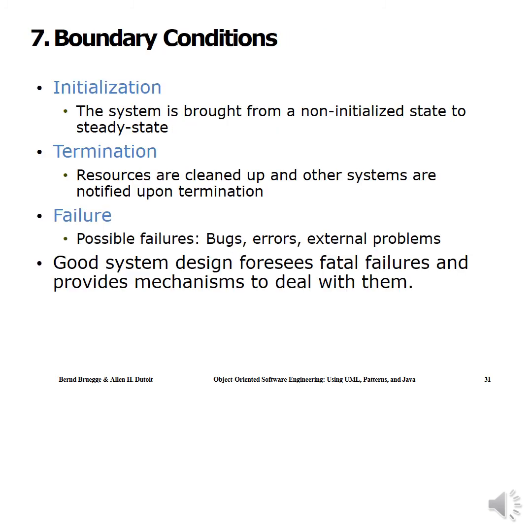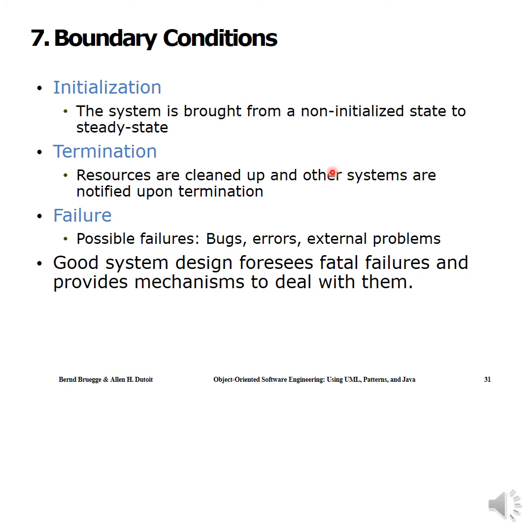So till now we have discussed how to decompose the system, how to distribute use cases among the subsystems, how to store persistent data, how to identify persistent data, how to achieve access control, and how to design global control flow. Now we need to examine the boundary conditions of the system. So what is a boundary condition?